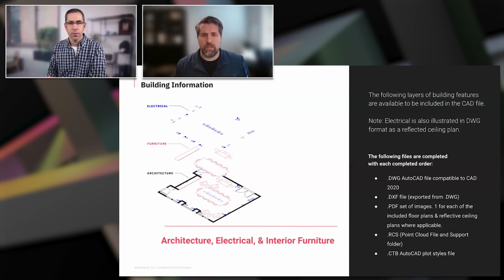We also have the furniture scope. So if you have movable items, chairs, desks, tables, things of that nature within there, we will model those out as well when you add the furniture scope. And then you can also add electrical.